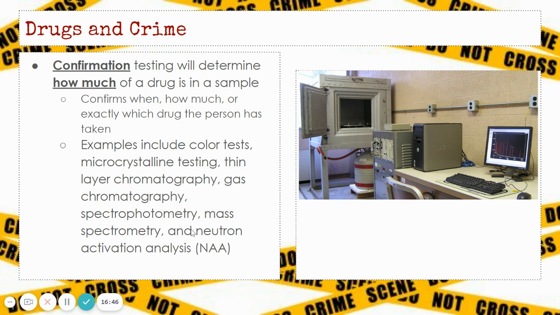Examples of different types of testing they can do are color testing, microcrystalline testing, thin layer chromatography, gas chromatography, spectrophotometry, mass spectrometry, and neutron activation analysis, which is NAA. So they have lots of different types of tests they can do. That presumptive test on the scene is going to help narrow down which tests they should run.